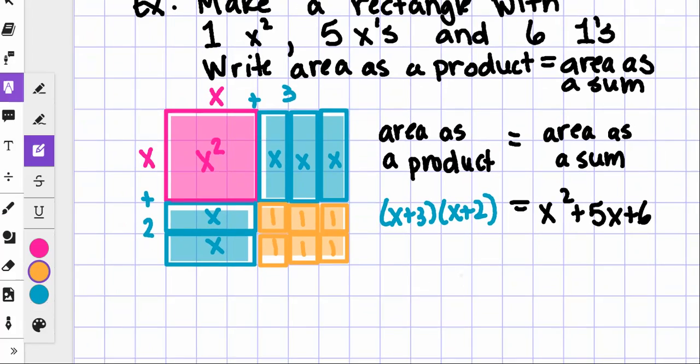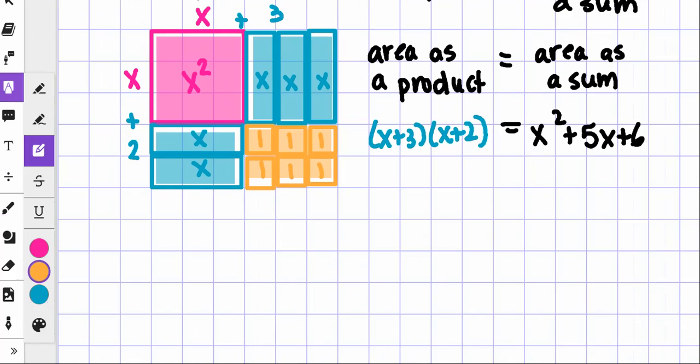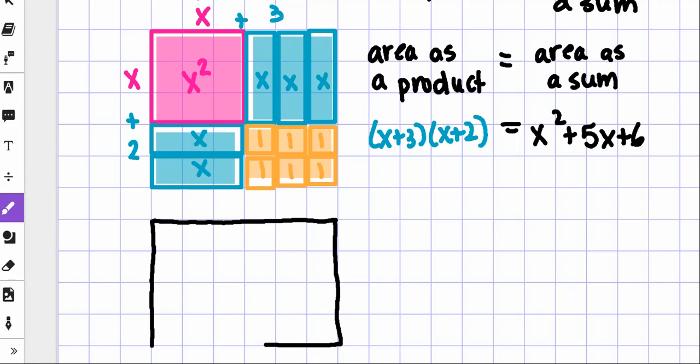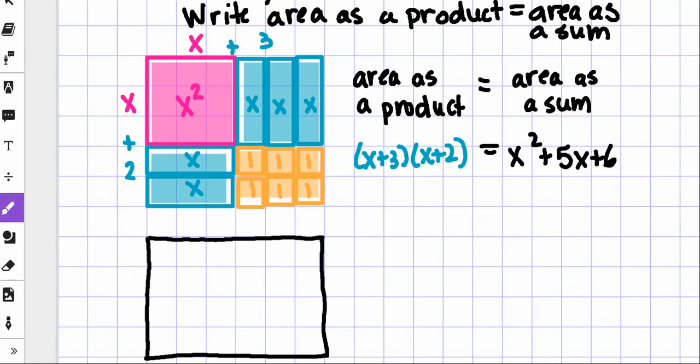But instead of drawing out each of these rectangles individually, I am going to draw an area model. Okay, so I'm just going to draw a rectangle. I'm going to split it into 4 sections here. Why 4 sections? Because I have what we call a binomial, x plus 3, which is 2 terms, times another binomial, another 2 terms, x plus 2. So I'm going to have basically a 2 by 2 area model. I'm going to have my x here, my plus 3 here, my x here, my plus 2 here.